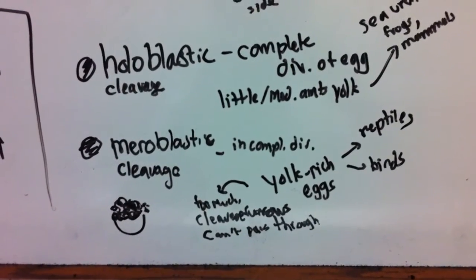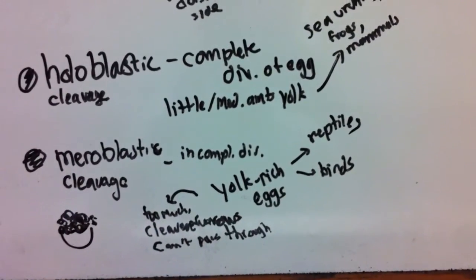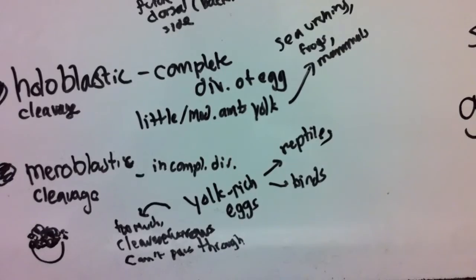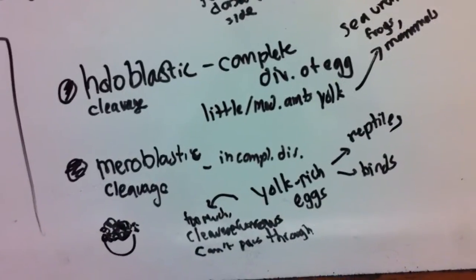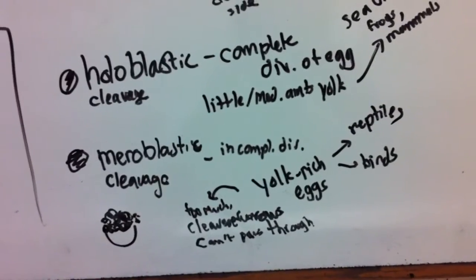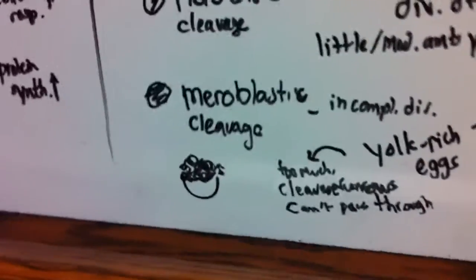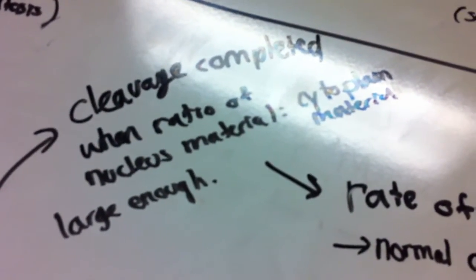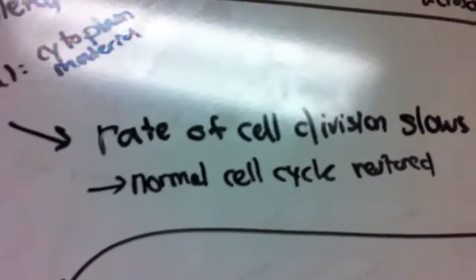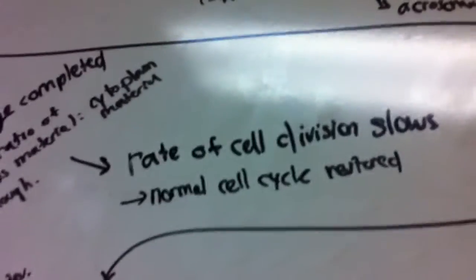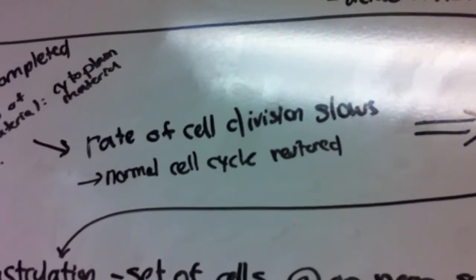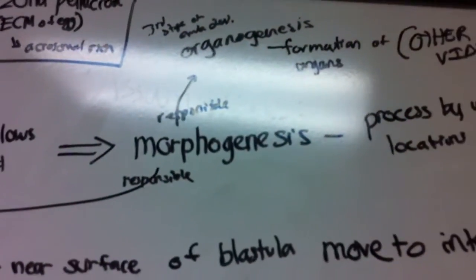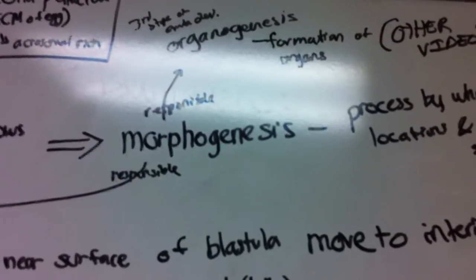There's also meroblastic cleavage, which is incomplete division because there's just so much yolk within these eggs. This will occur for reptiles and birds. Basically, because there's so much yolk, the cleavage furrows won't be able to pass through, so it looks just like a mess. Anyways, cleavage will stop when the ratio of nucleus material to cytoplasm material is large enough. And so, after cleavage is completed, the rate of cell division will start to slow down, and our normal cell cycle will be restored.